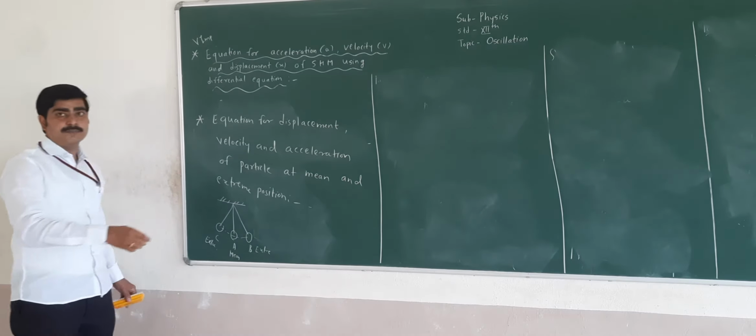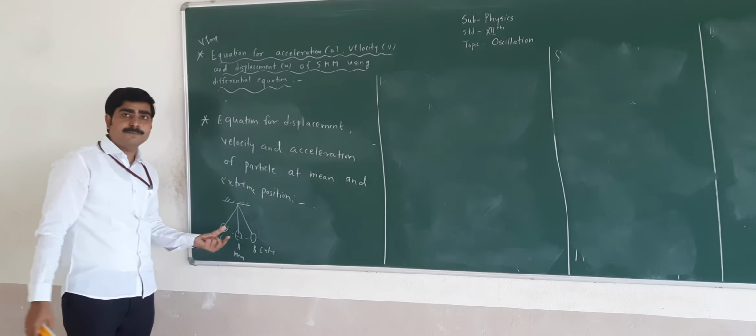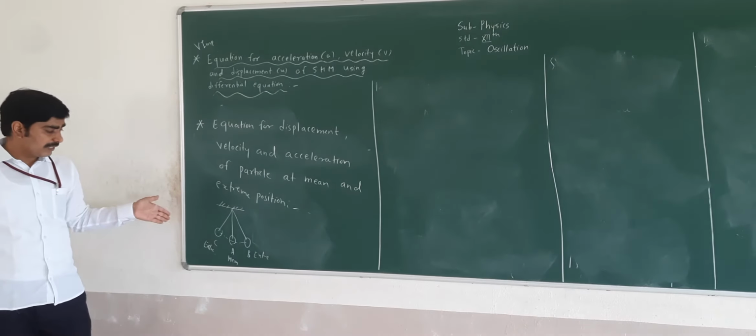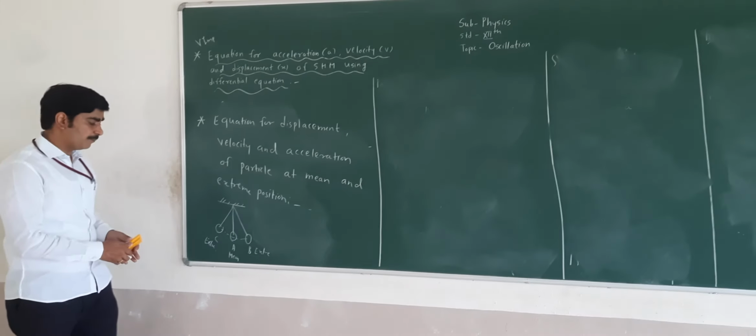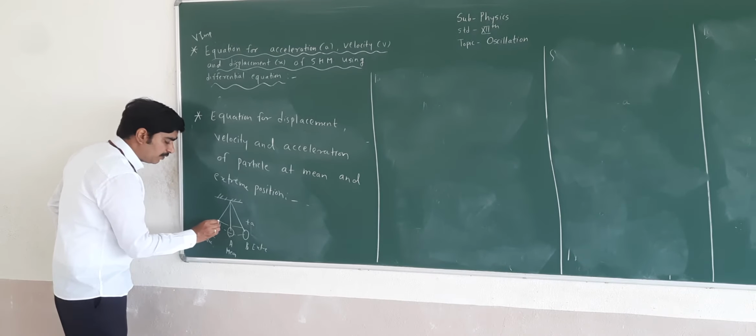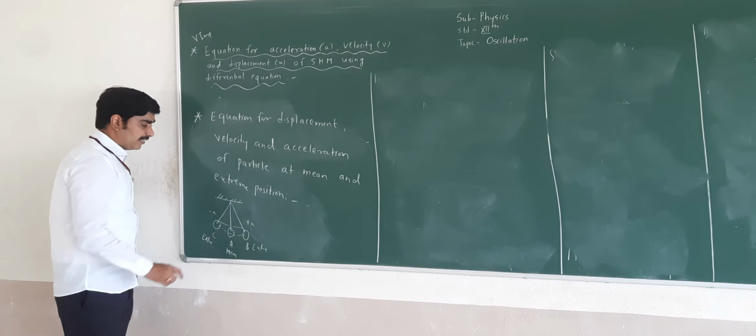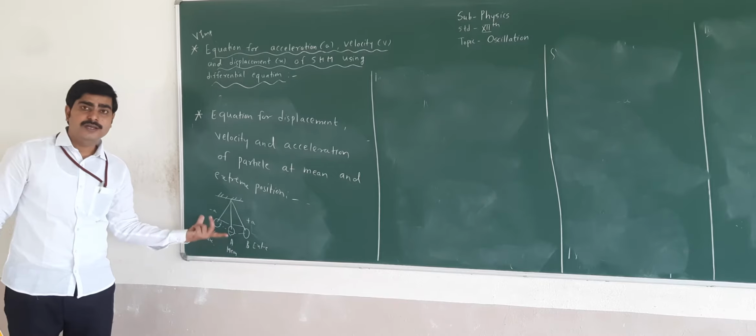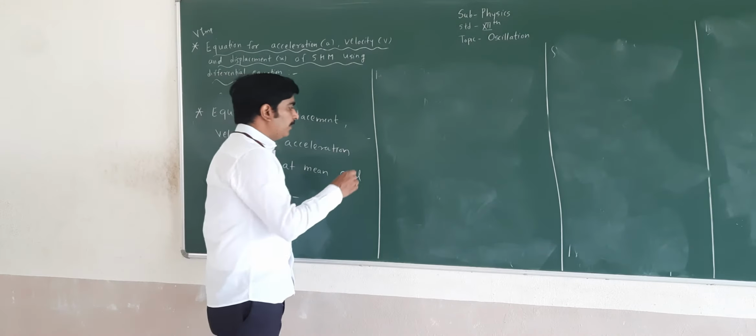So there are the two extremes. When it is on the positive side, or on the right side, we can take plus A. And when it is on the negative side, or on the left side, we can take minus A. Suppose it is here, then we can take the plus A amplitude, and if it is moving on the LHS, then we can take minus A. So friends, there is only one mean position and two extreme positions. Okay, now we'll see one by one.